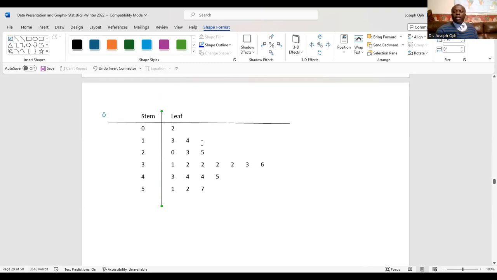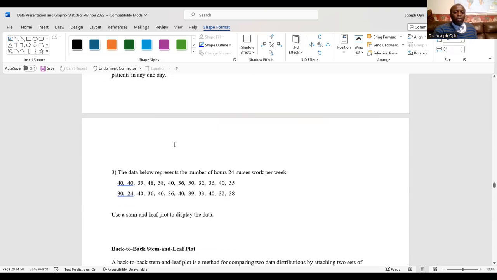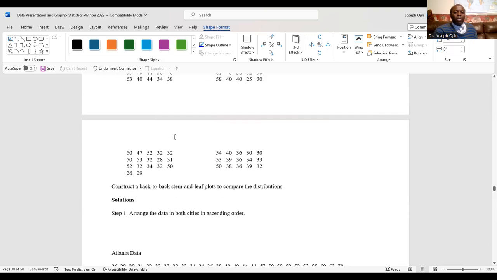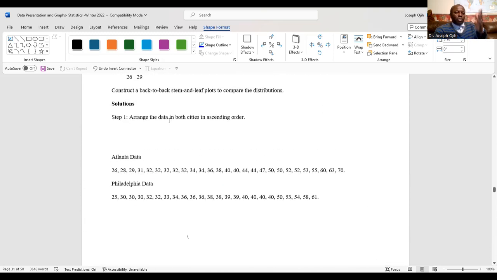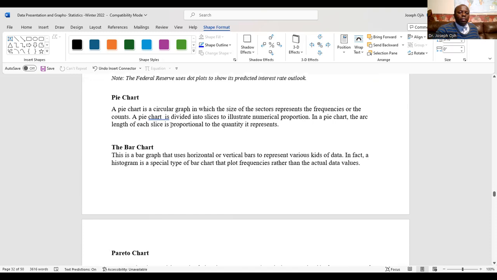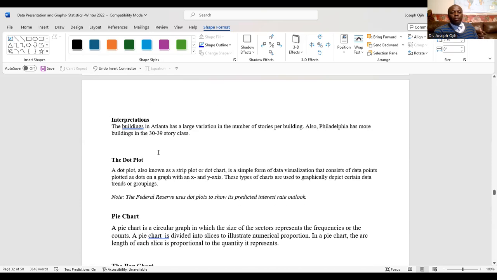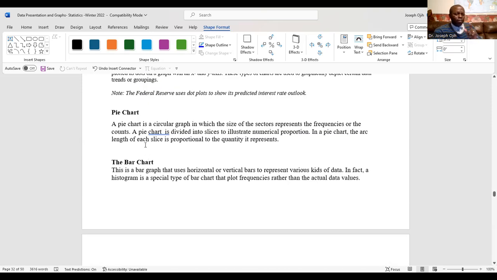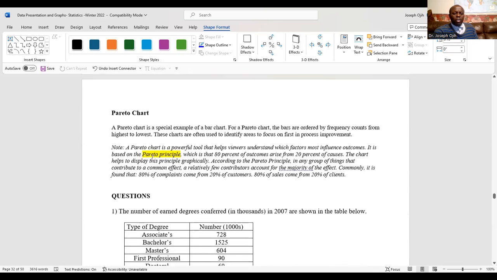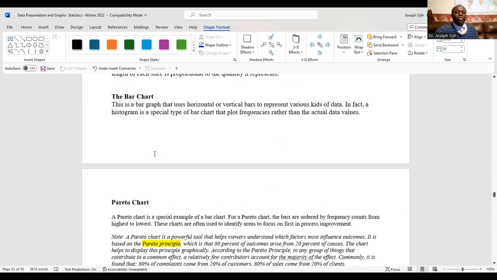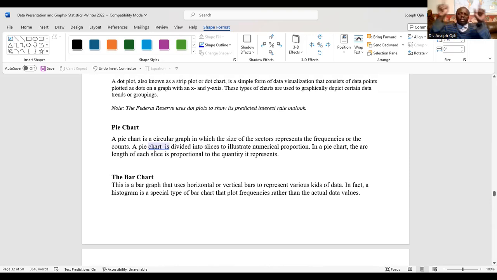So now we can round up with other types of charts. I have the examples here, so you can just work on those. Now let's look at pie charts, bar charts, and Pareto charts. The pie chart is a circle that has sectors that represent the frequencies or the counts.